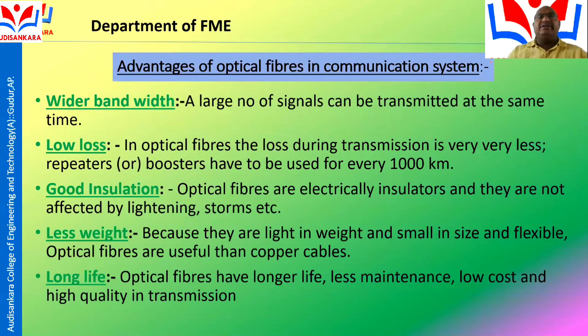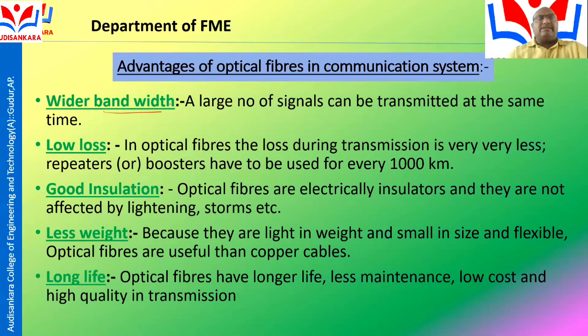What are the advantages of optical fiber communication system? It has a wider bandwidth. A large number of signals can be transmitted at the same time. For example, in Hyderabad, so many television channels are available: ETV, Gemini, NTV, Maa TV, etc. All the information can be transmitted at the same time, but it is tunable to a suitable bandwidth.